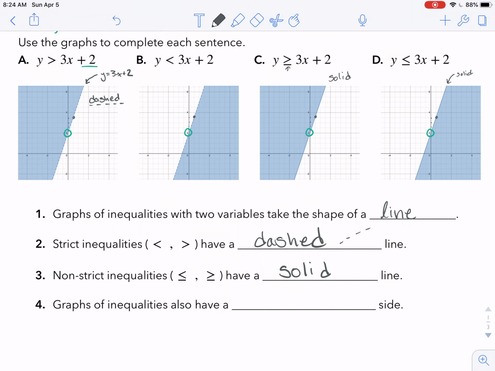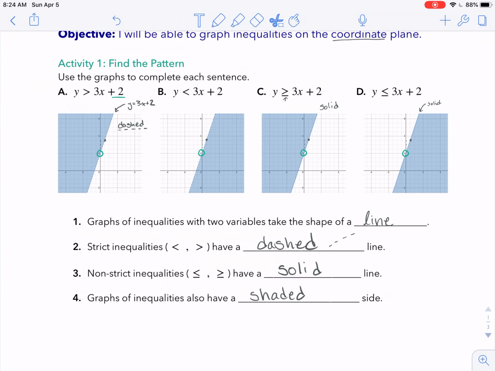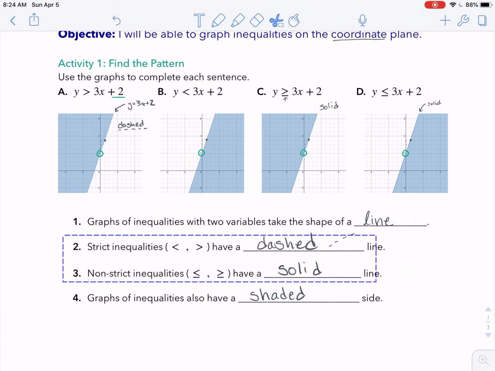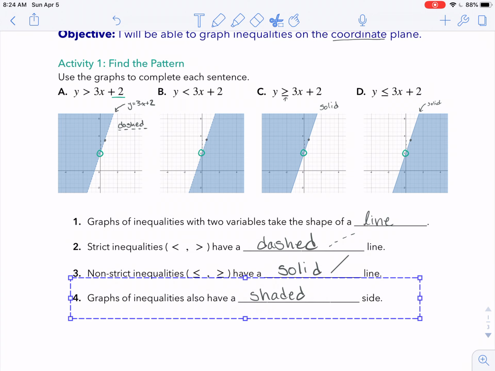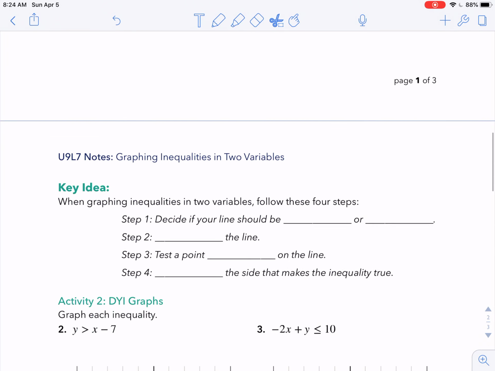Graphs of inequalities also have a shaded side. So to graph an inequality, we draw a line, and then we decide if we're going to have it dashed or if it's going to be solid. And then finally, we have a shaded side. We pick one side of our line and we shade it. But we don't just shade any side. How do we know what side to shade? Yeah, that's right. Let's find out.